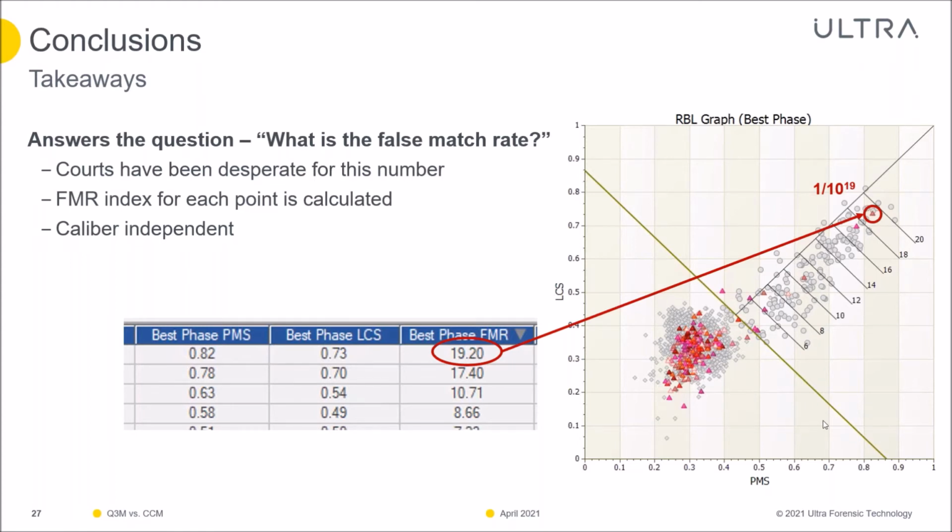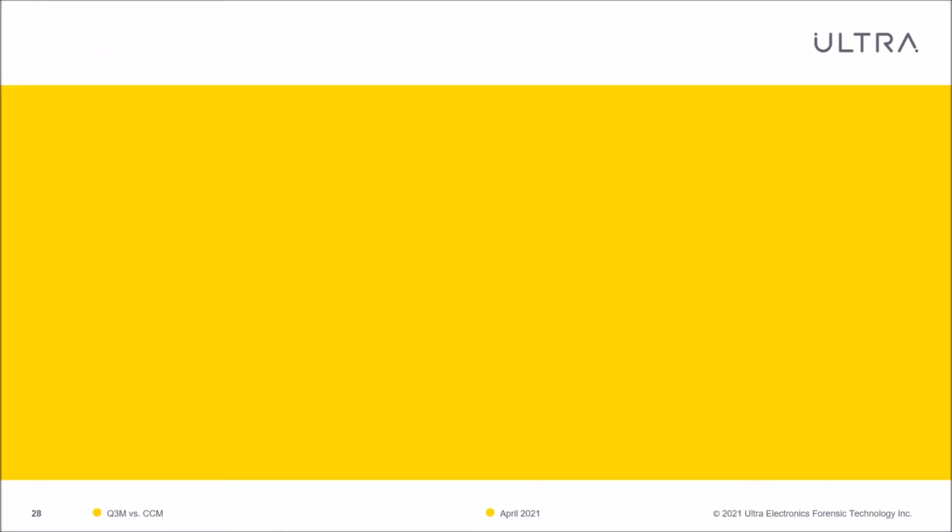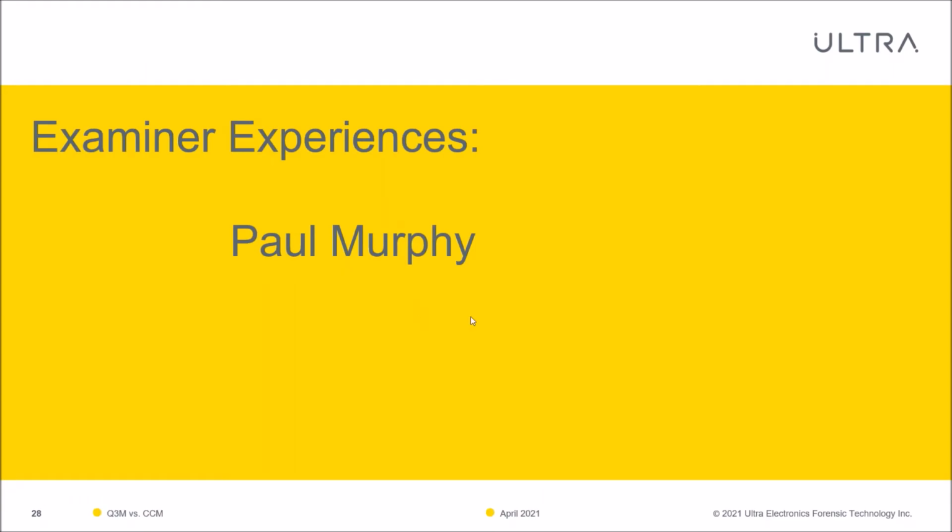And the beautiful thing about this, it's caliber independent. So we don't have to have a separate database for 9mm Lugers or 45 autos. This is caliber independent. So we can run that quantitative analysis without worrying about having separate databases. So those are my takeaways, those are my experiences, and now I'd like to turn this over to Paul.